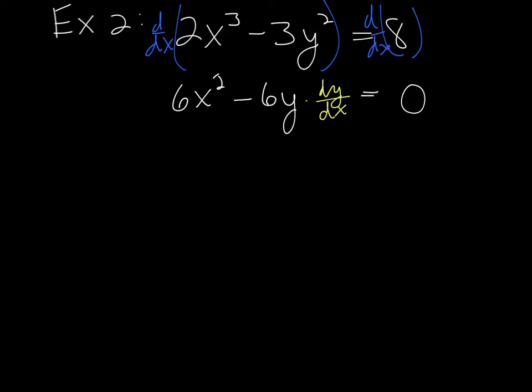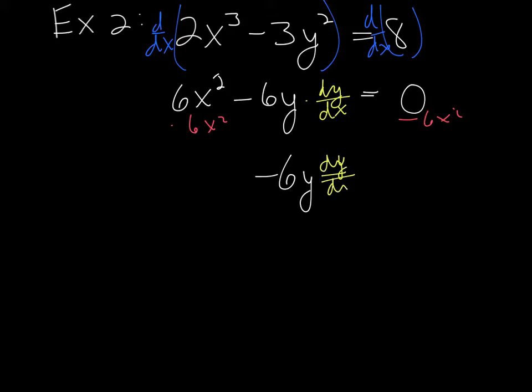So my goal now, quick recap from last week, is that after I differentiate both sides, I need to collect the terms with dy dx on one side, and I only have one in this case, and I need to solve for dy dx. So that's going to mean that I subtract 6x squared from both sides, and I'm going to get a negative 6y dy dx.